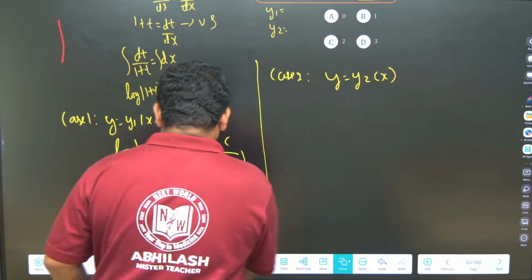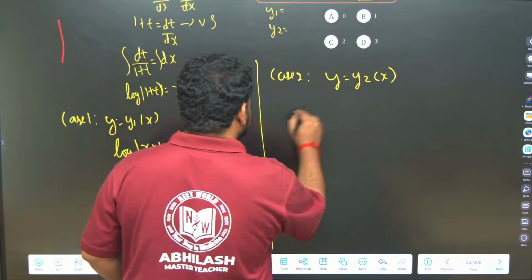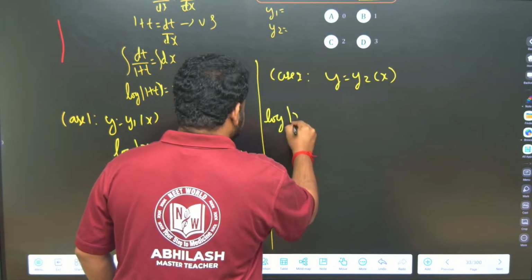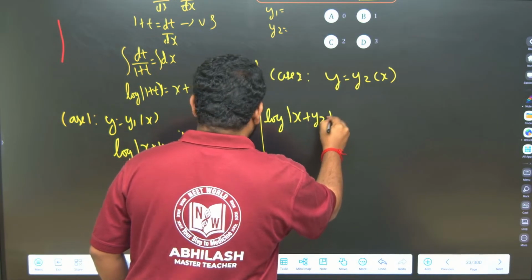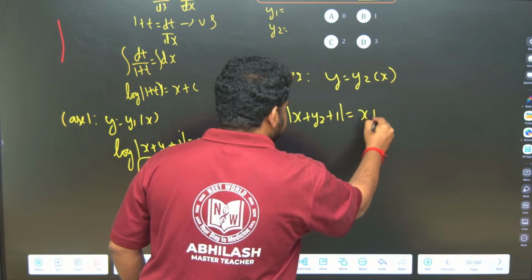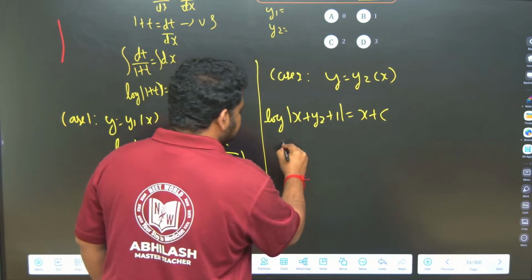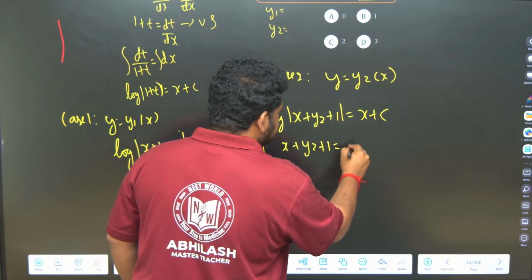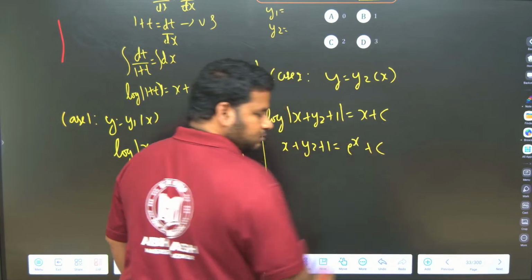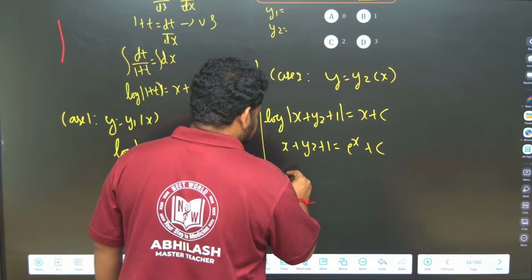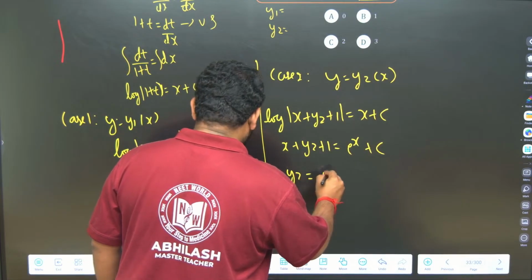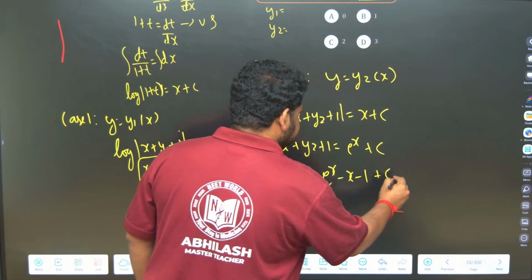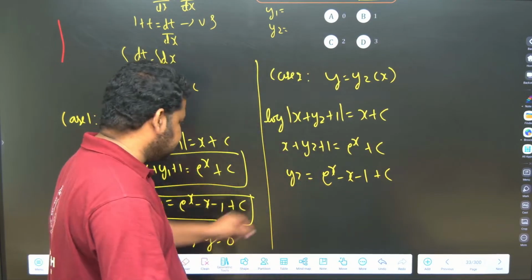So case 2, if I solve this, what will I get? Same thing: log of x plus y2 plus 1 is equal to x plus c. On removing log, x plus y2 plus 1 is equal to e power x plus c. Here c is an arbitrary constant. So y2 will be equal to e power x minus 1 plus c. Here c is different, so you should not take c is equal to 0.